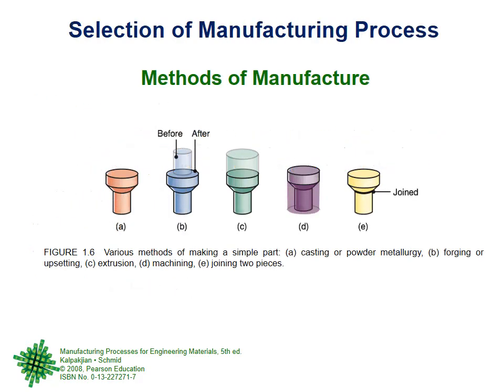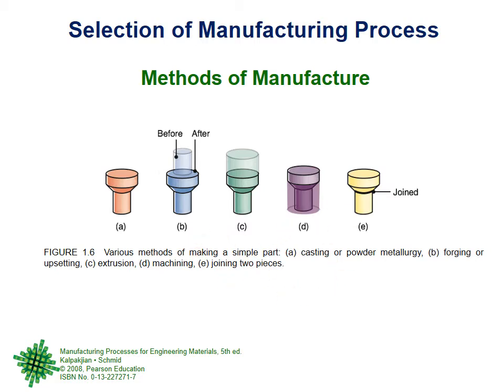And so on. Selection of the manufacturing process, not selection of the material, selection of the manufacturing process. For example, this is a shape that you are producing. But if you see A, you are producing it by casting or powder metallurgy. B, you are producing it by forging or upsetting, and so on. So the same shape you can produce by lots of different manufacturing processes.